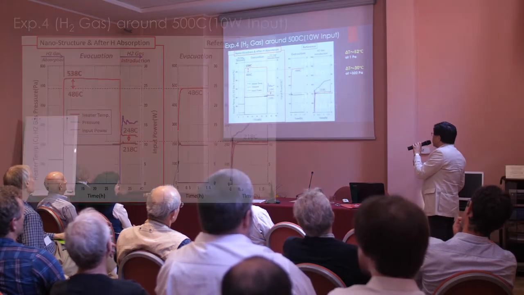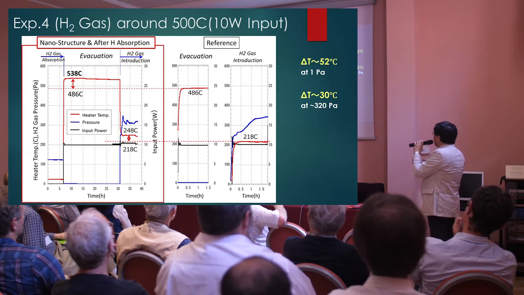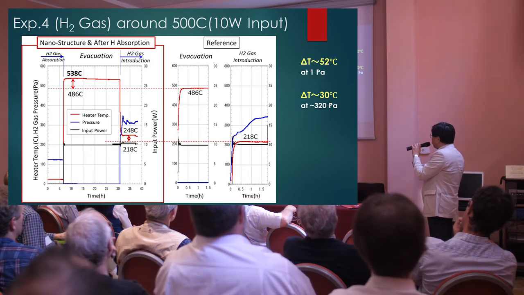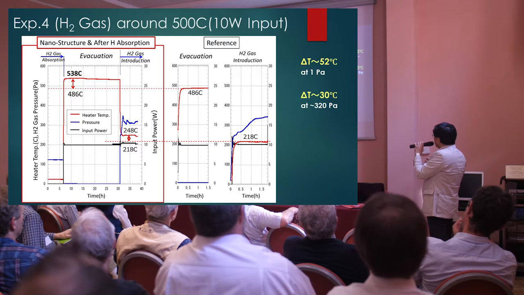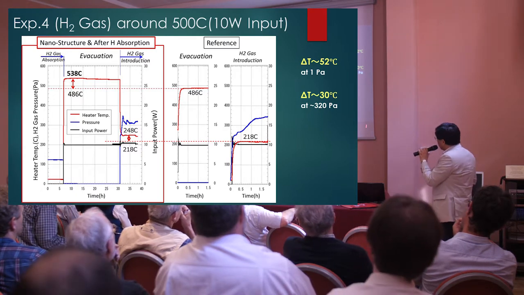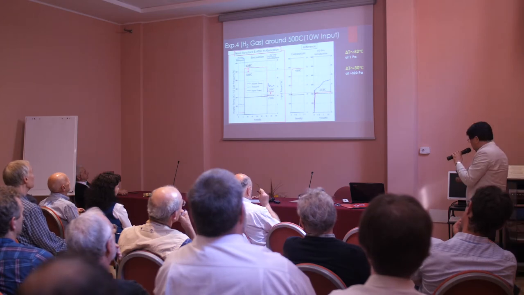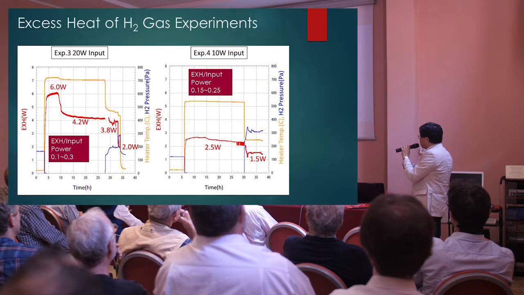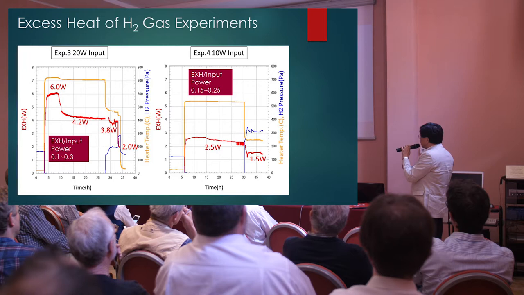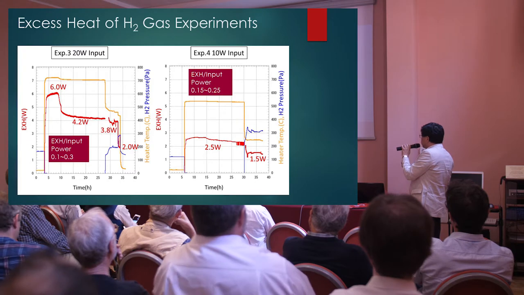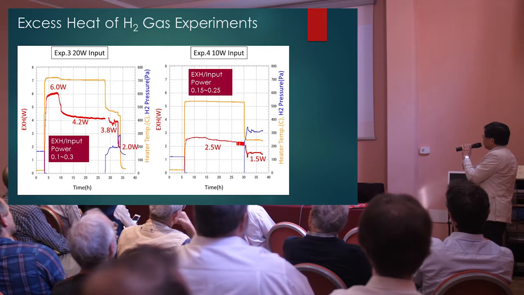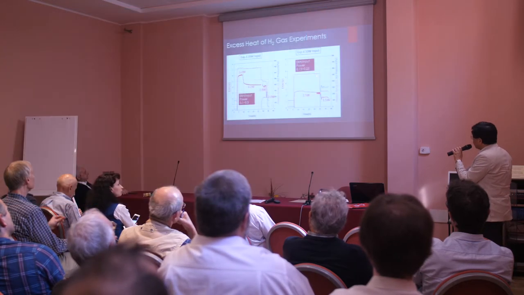And if we go down in input power, the reference data and the foreground data also have a difference, 52 degrees centigrade, and for higher pressure, 30 degrees centigrade. And in this case, the ratio of excess heat to input power is about 10%, 0.1 to 0.3. And the 10 watt input case is about 15% to 25%.